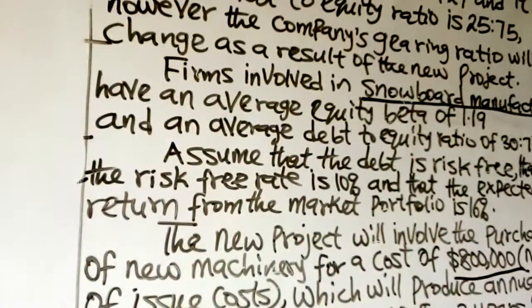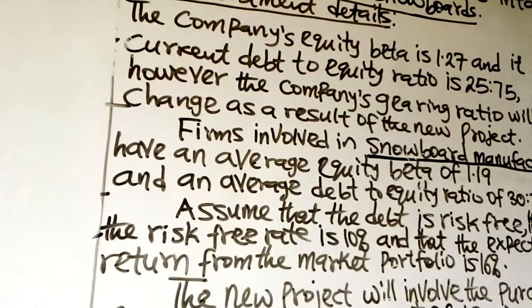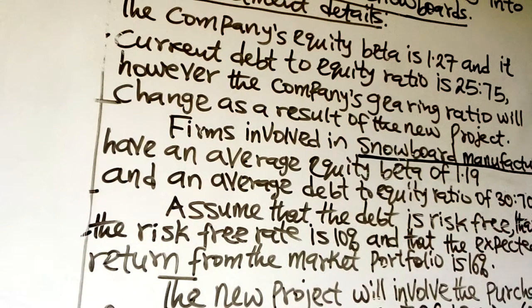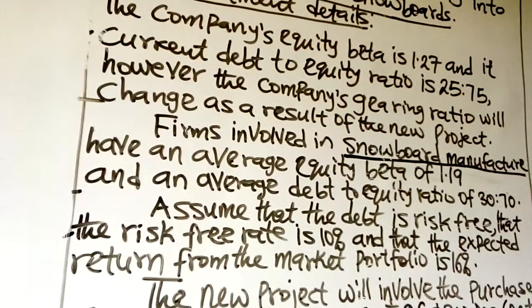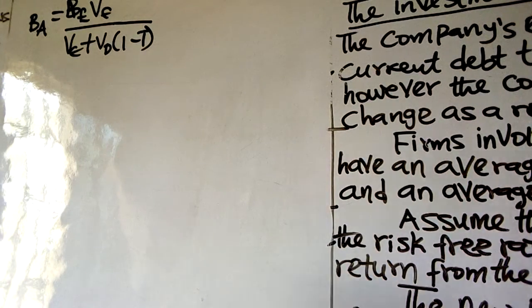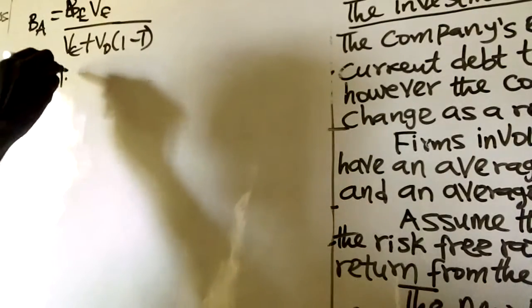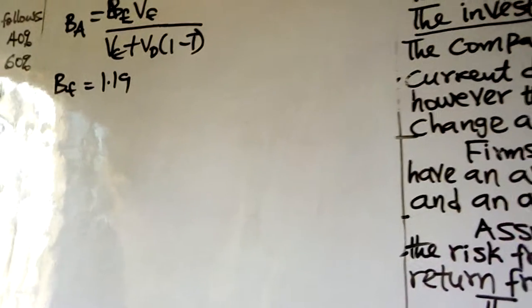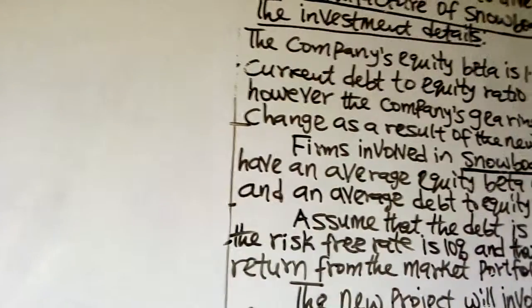So now let's go back to the question to obtain those figures. The company equity beta is 1.27 and its current debt to equity ratio is 25-75. However, the company's gearing ratio will change as a result of the new project. The firms involved in snowboard manufacture, so that is the business area of the project, have an average equity beta of 1.19. So you have your beta of equity given to be 1.19.